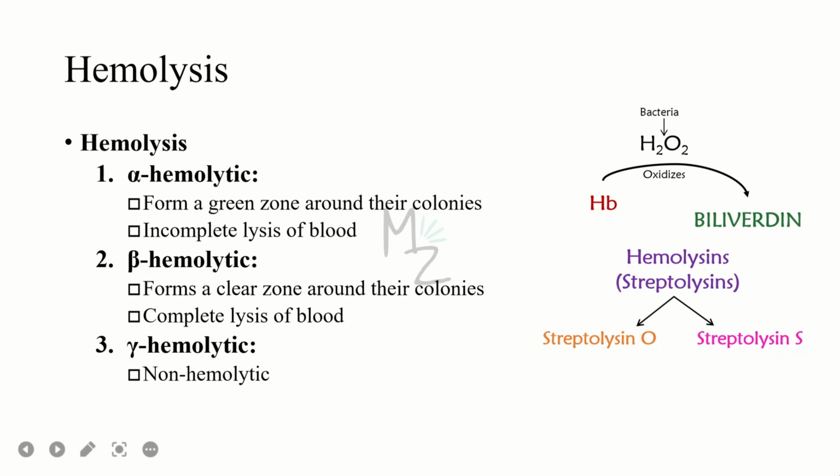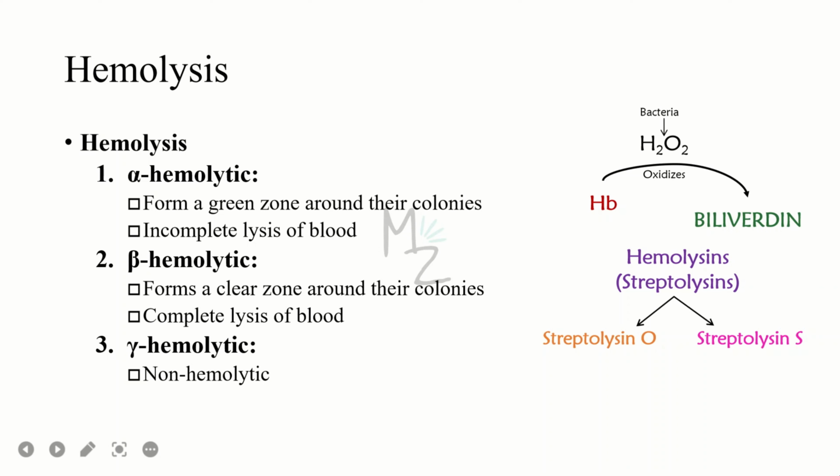The second is beta hemolytic. It goes for complete hemolysis. The beta hemolytic streptococci form a clear zone around their colonies because complete lysis of red blood cells occurs. Beta hemolysis is due to the production of enzymes hemolysin called streptolysin O and streptolysin S. We've discussed them. The third one in the list is gamma hemolytic.